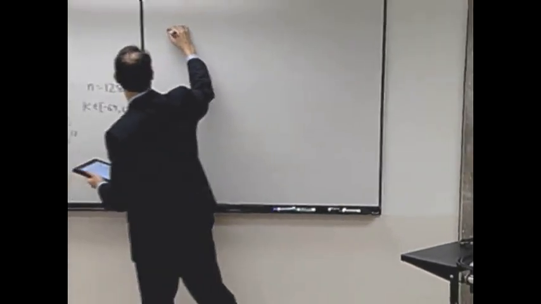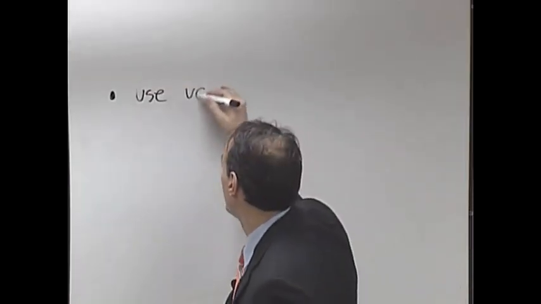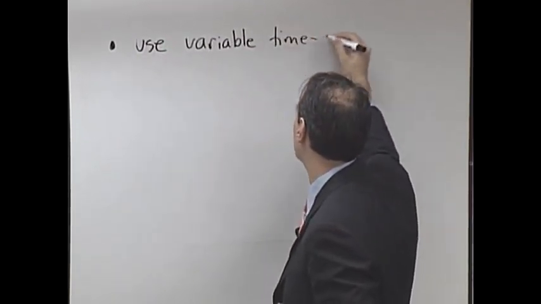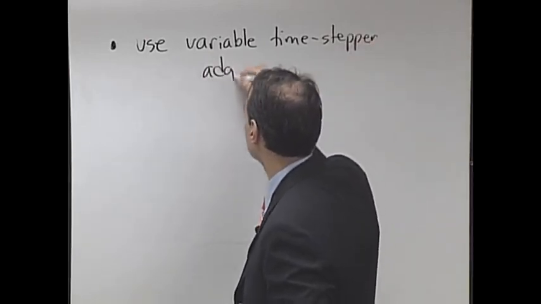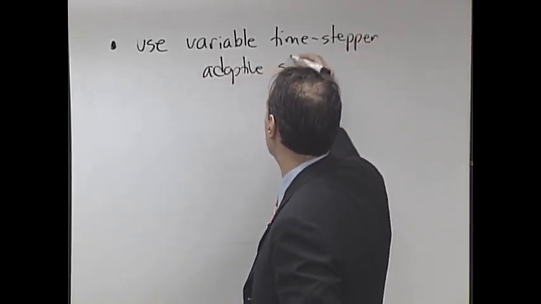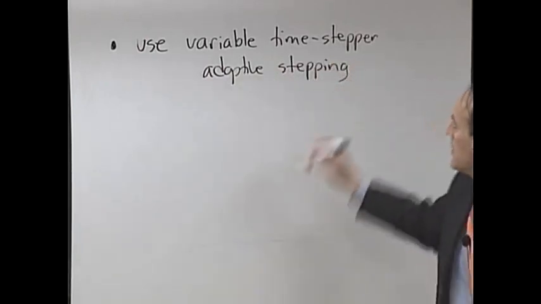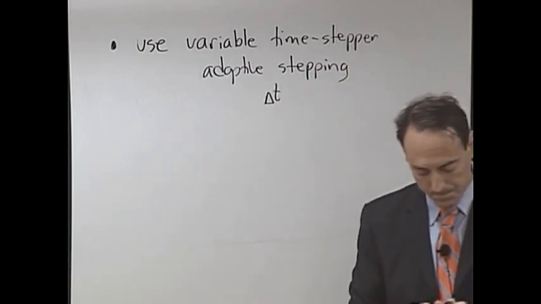Now, if you can't get that, here's some tips. Number 1, use a variable time stepper, or what they call an adaptive stepper. Adaptive stepping. So the idea is, this is all about picking your delta t. Delta t is the biggest problem, right?